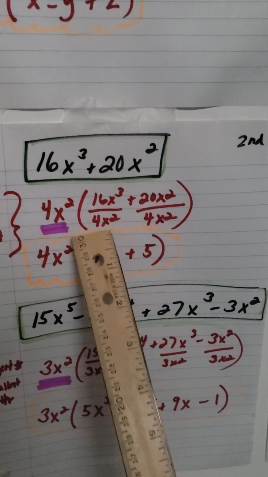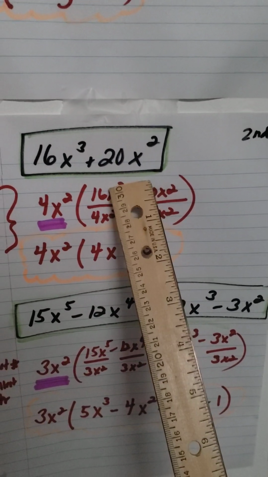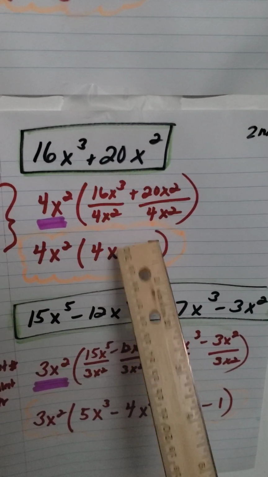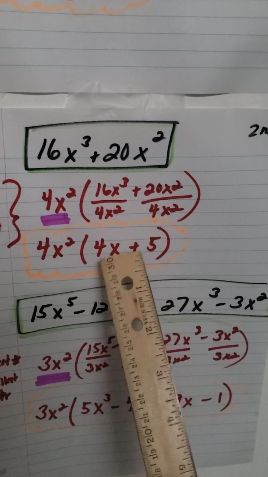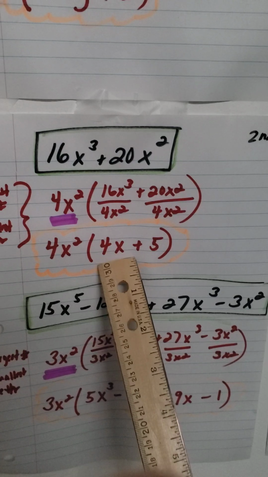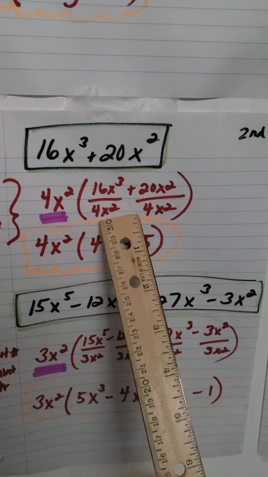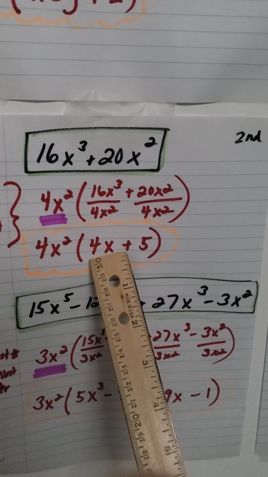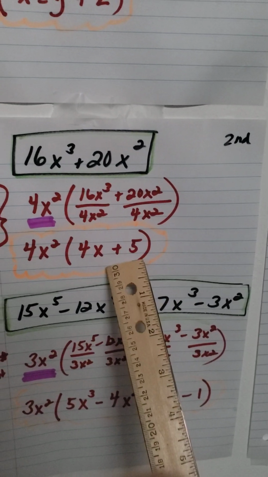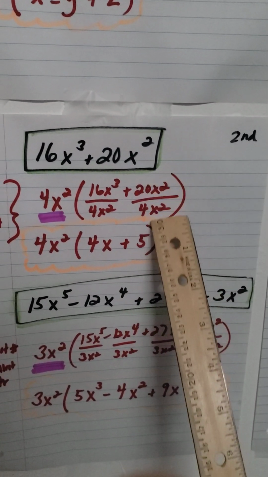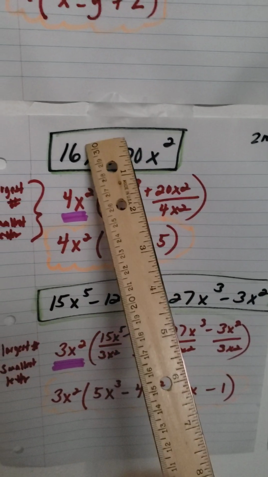So 16 divided by 4 is 4. Now, when you divide letters, x cubed divided by x squared, you actually subtract the exponents. So this would be an x to the first power. You could put the 1 in there, but you don't typically see it. Again, x cubed divided by x squared would give you just simply an x. And then if I did 20 divided by 4, I would get the 5. And here the x squareds would cancel out. Again, I should be able to multiply this back and get what I started with.